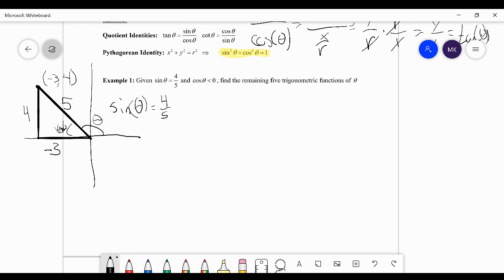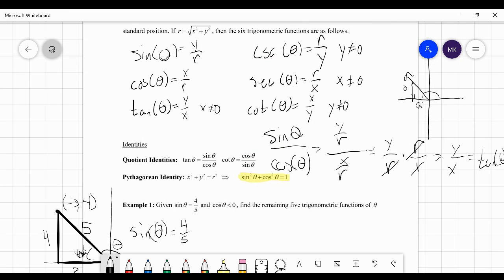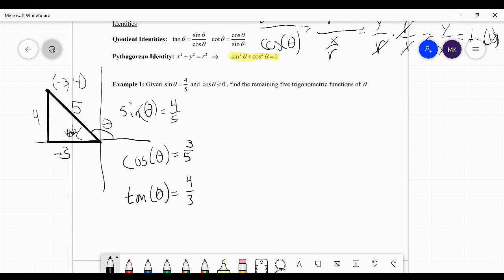Now we know our sine function, we're given that. We can easily find our cosine of theta, and that's just going to be -3/5. Tangent of theta is just going to be -4/3, because tangent is y/x. And then we can get our cosecant of theta, our secant of theta, and our cotangent of theta.